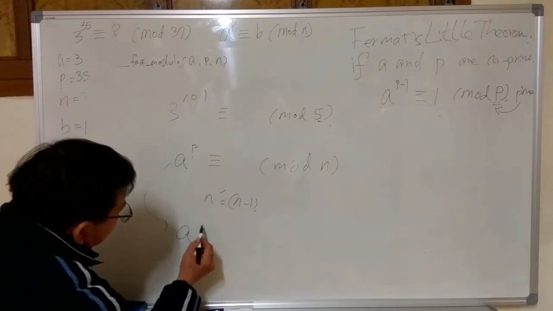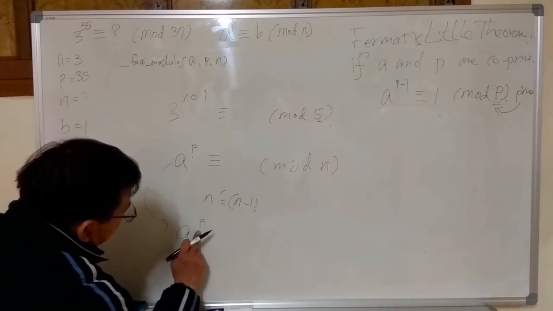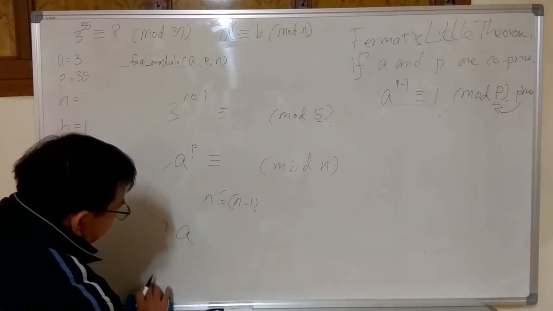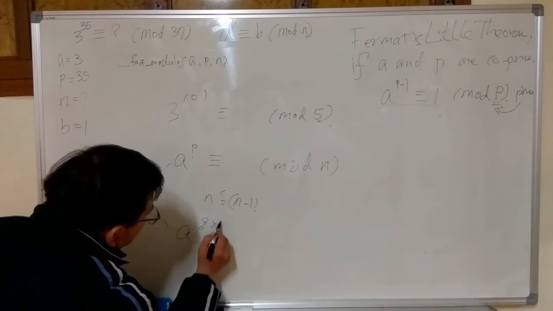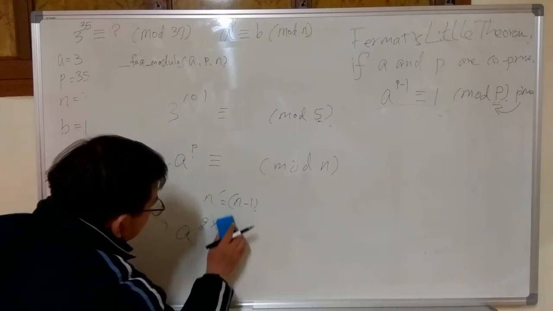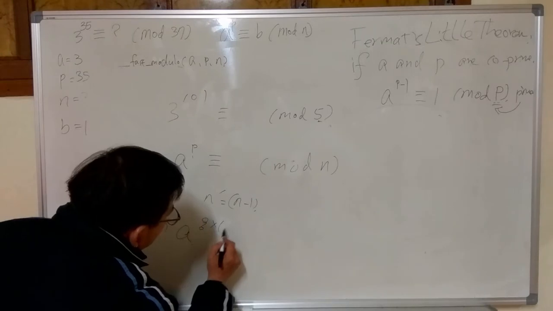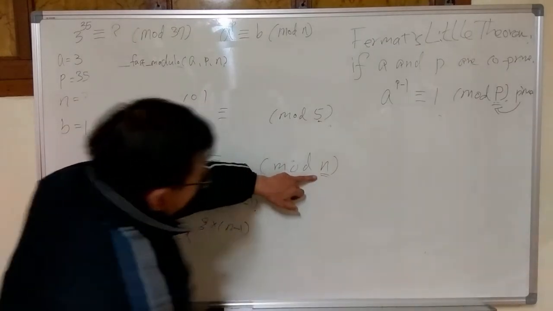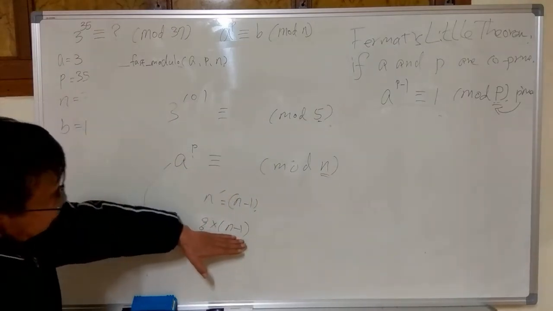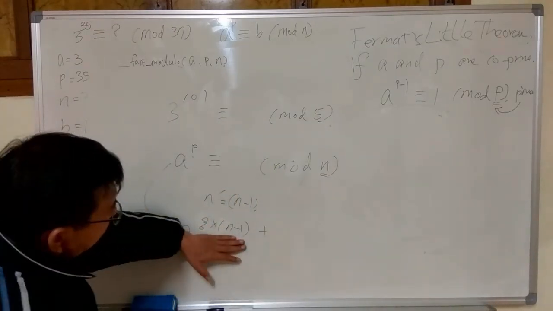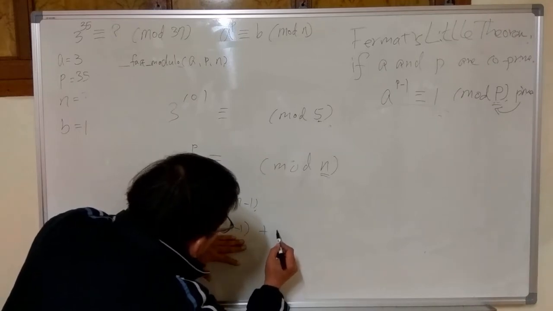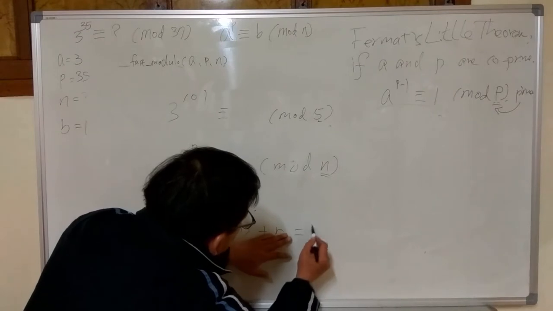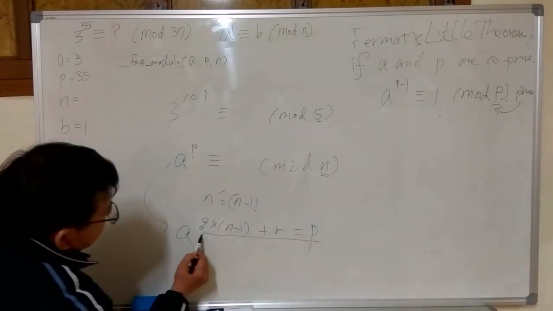P can be represented as Q times (n minus 1), where n minus 1 is the prime-related exponent, plus R. R remains, and this is P.